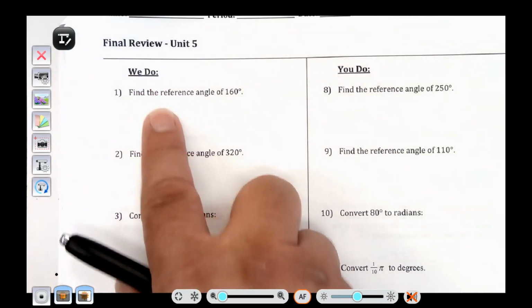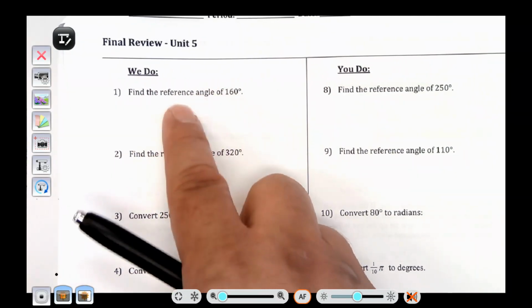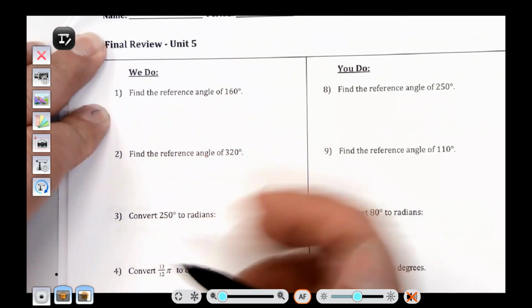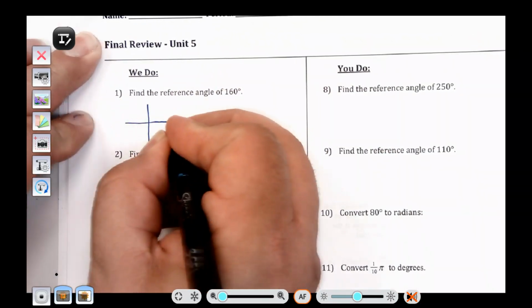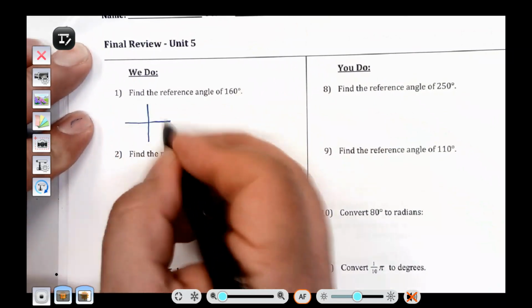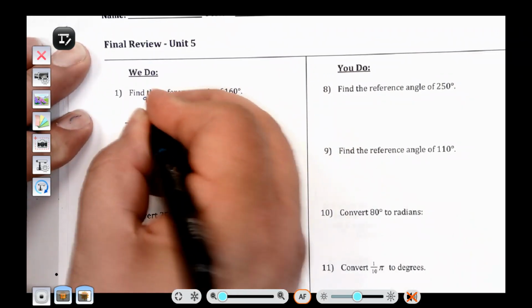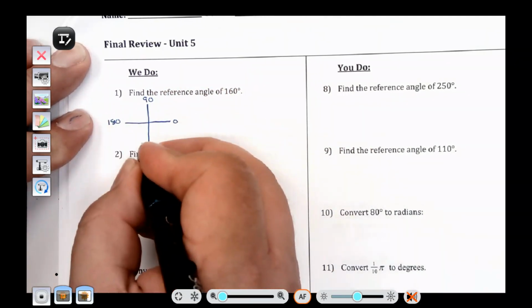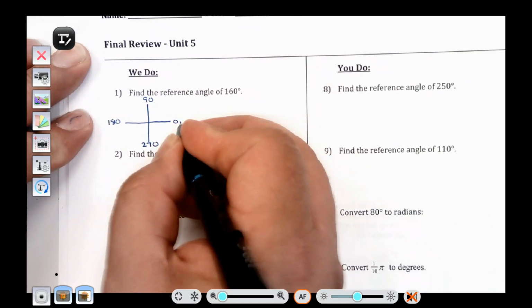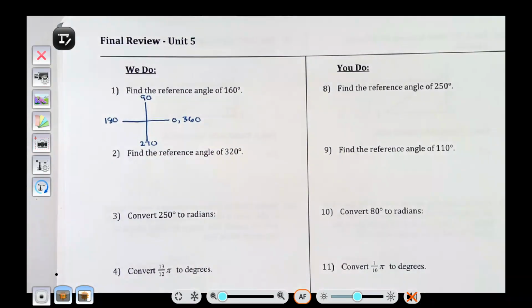All right, here we go. Find the reference angle of 160 degrees. Now, remember, here we're basically being tested on two things. Number one, I should be able to draw where 160 degrees is. So remember, when we draw our XY plane, we have our 0 degree, our 90, another 90 makes it 180, another 90 makes it 270, and finally, full circle, 4 90s would be 360 degrees.